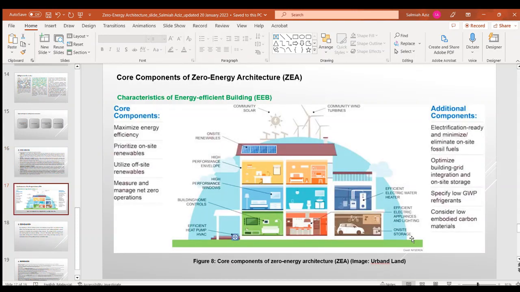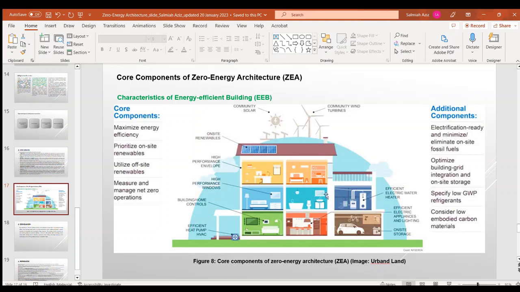We go for the conclusion of the zero energy architecture. So there are core components for the building, which are maximize energy efficiency, prioritize on-site renewables, utilize off-site renewables, and also measure and manage net zero operation. Additional components include electrification ready and eliminating on-site fossil fuels, optimize building grid integration and on-site storage, specify low GWP refrigerants, and also consider low embodied carbon materials.